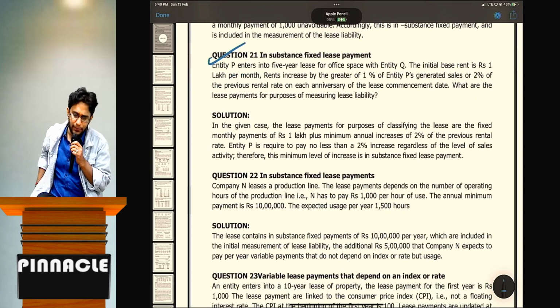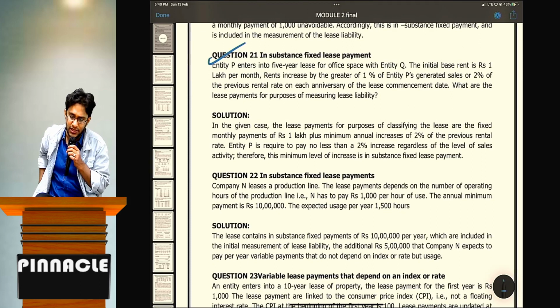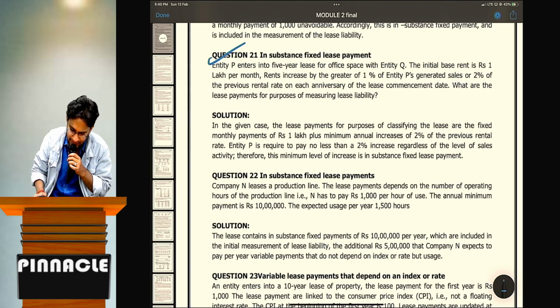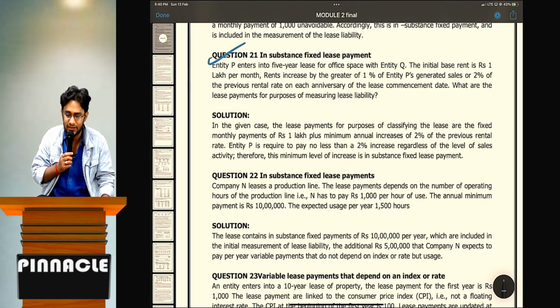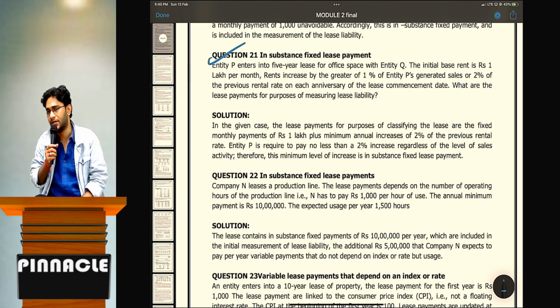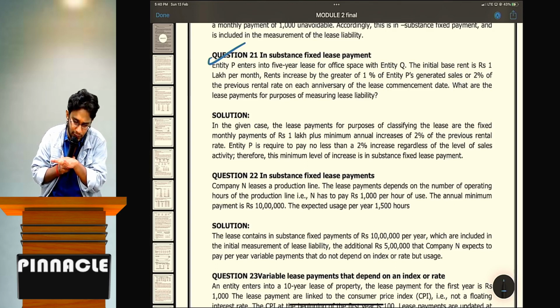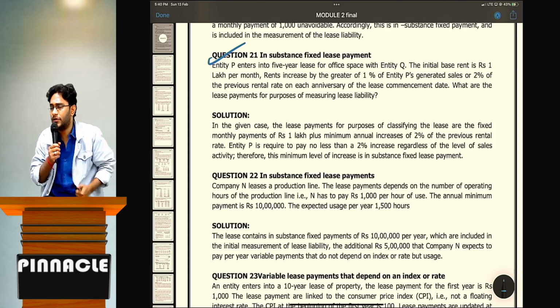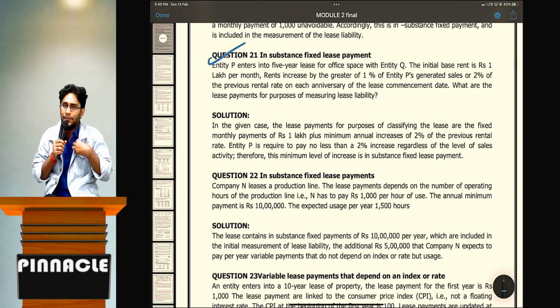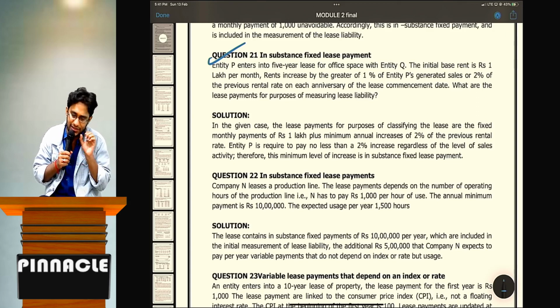Next one. Entity P enters into a 5 years lease of office space with entity Q. The initial base rent is rupees 1 lakh per month. So monthly 1 lakh has to be paid. And rents increase by the higher of 1% of the entity's sales or 2% of the previous rent rate on each anniversary of the lease commencement date. What he's trying to say is, normal base rent is 1 lakh per month. Once 1 year is over, second year lease rent will increase. Increase by how much? Take the lessee's sales, 1%.